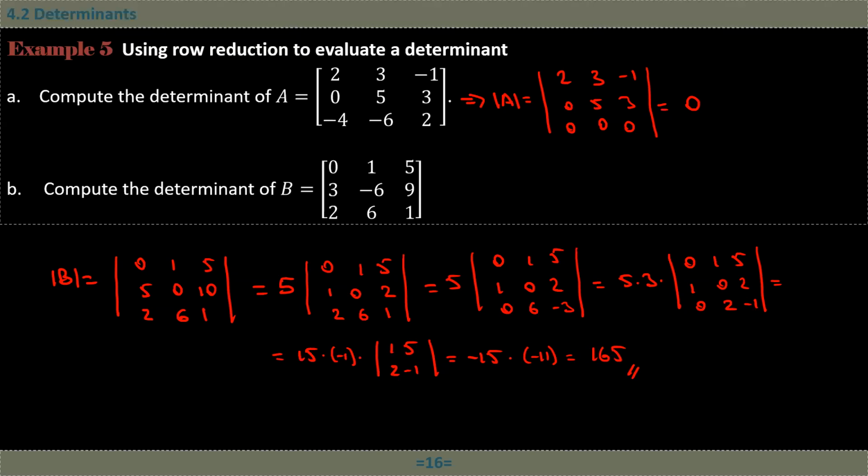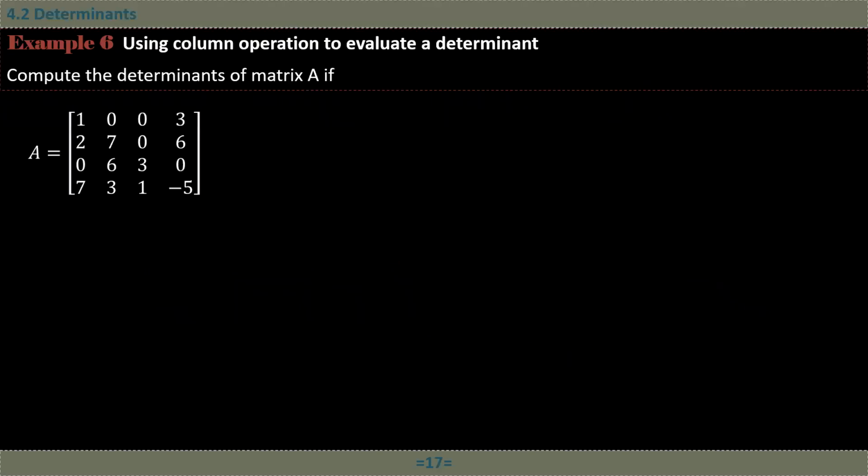Okay, that is how we use the property of those determinants. Using column operations to evaluate determinants. Compute the determinant of matrix A. So column operations, because we are not so familiar with this, that's why let's practice here. So the determinant of A is equal to, so the columns here we have 3, 6, negative 5, 1, 2, 7, 7, 6, 3. So which one should we use?